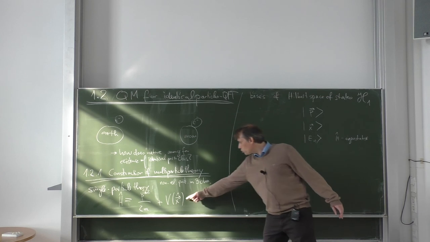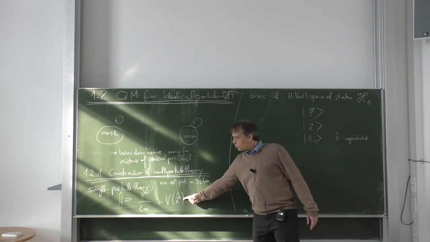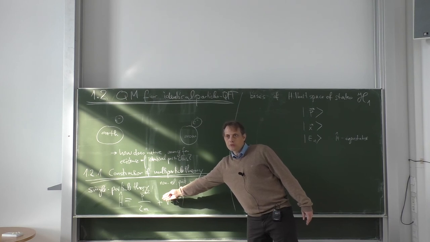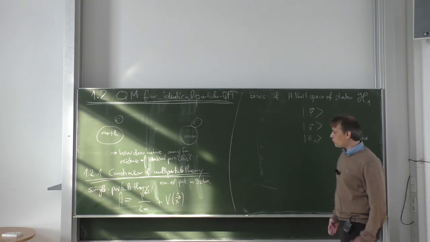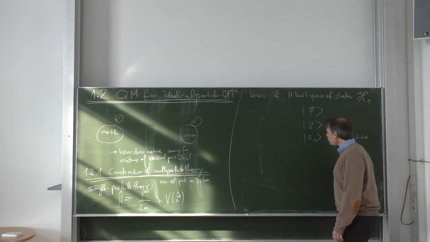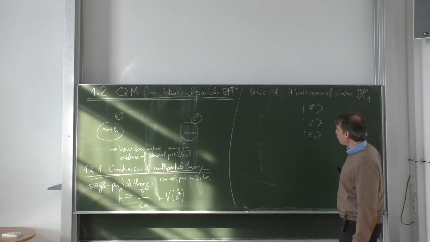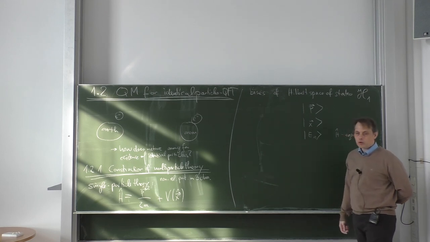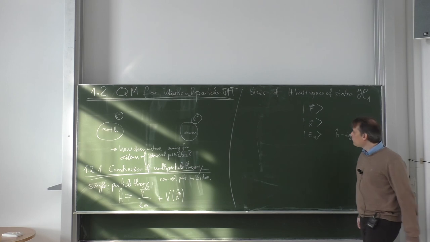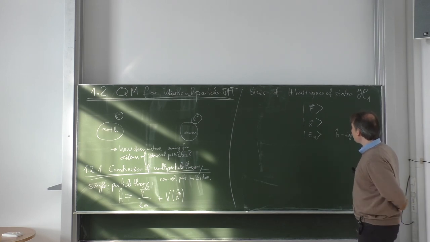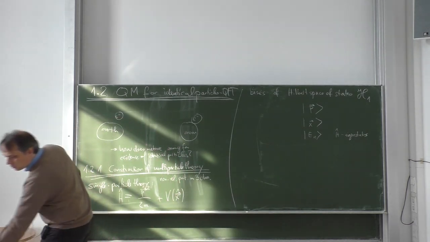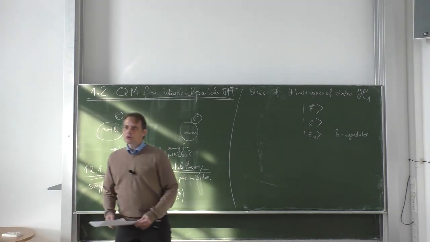For example, if the potential is zero, we have a free particle, and then momentum eigenstates are automatically also energy eigenstates. But in general, they are different. But anyway, we can have a basis of our Hilbert space in terms of all of those eigenstates. And there are infinitely more choices of possible bases of our Hilbert space.